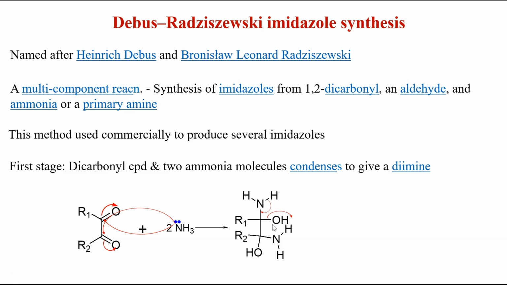This OH kicks off as OH minus, which combines with this proton. H plus and OH minus are lost as a water molecule. Similarly, at the second nitrogen position, the same thing occurs. OH gets kicked off and it loses a water molecule to give rise to a diimine. The carbonyl groups in the starting material have been replaced by imine, which is formed, and it again reacts with an aldehyde or ketone.